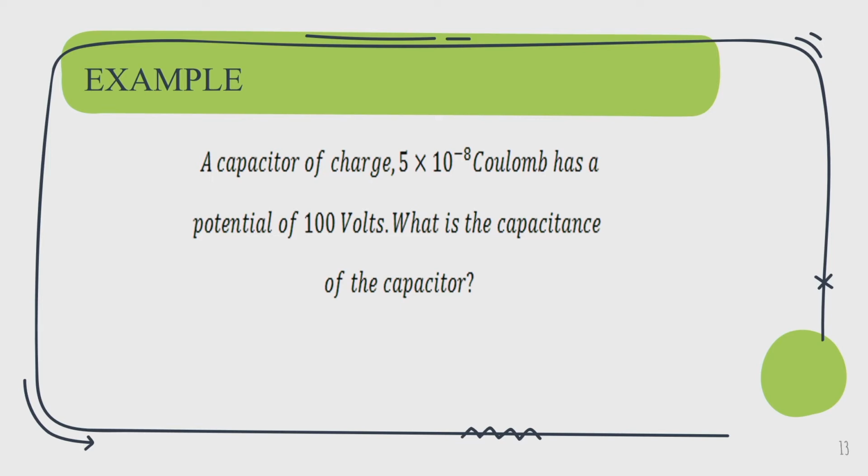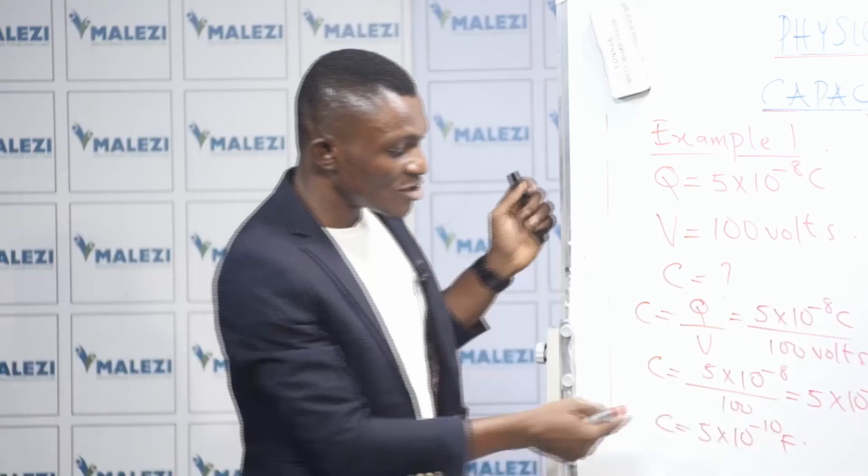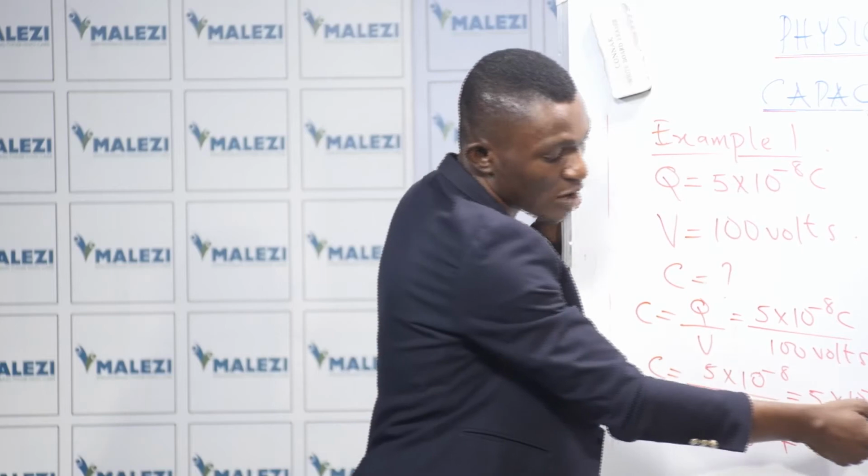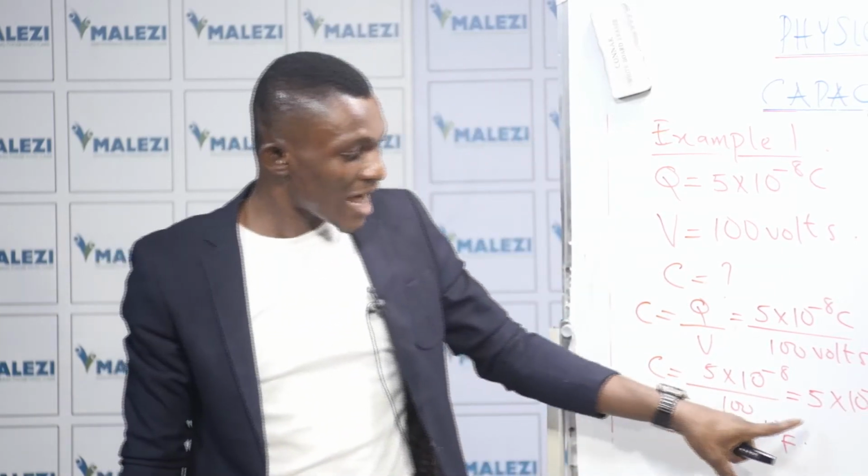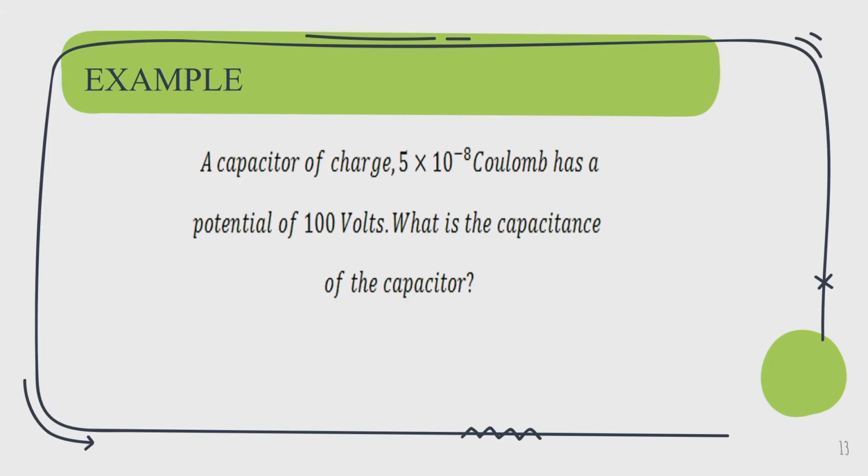Whenever you have stuff like this, for those of you writing JAMB, you won't be permitted to use the scientific calculator. So all I did is that 100 is 10 to the power of 2, so when you bring 10 to the power of 2 up, it becomes 10 to the power of minus 2. Using our indices, 10 to the power of minus 8 times 10 to the power of minus 2, all you need to do is add up minus 8 and minus 2, and that gives you minus 10 farad.